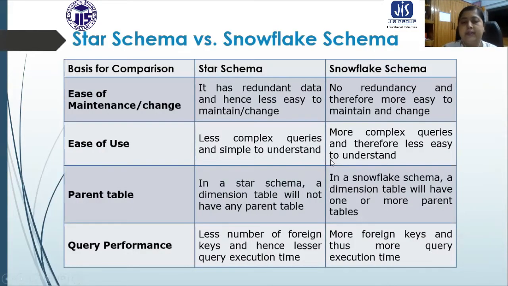Query performance. There are fewer foreign keys and hence lesser query execution time. Only the fact table is going to connect with the dimension tables with foreign keys. But in case of Snowflake schema, more foreign keys are there because more dimensions are connected with each other with the help of foreign keys. So obviously the query execution time is also going to increase.